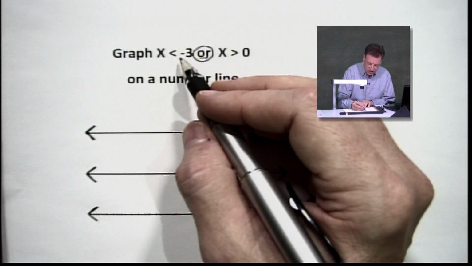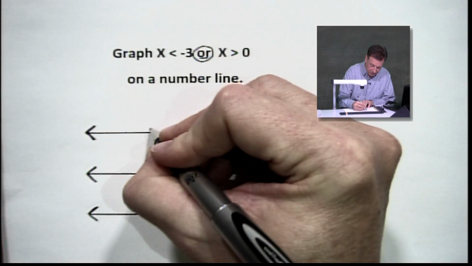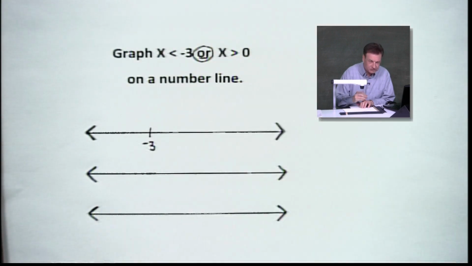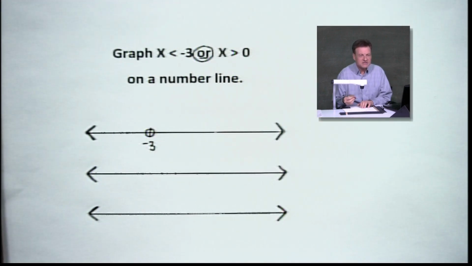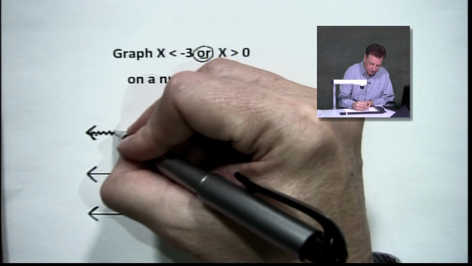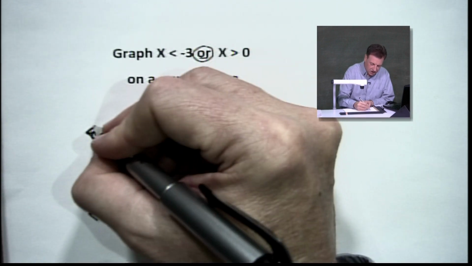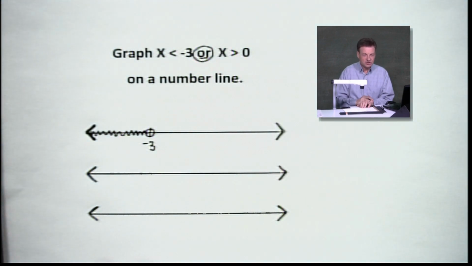First of all, our first little guy here is x less than negative 3. So over here, I'm going to find a little negative 3. There it goes. And we're going to open that circle again, because there is no equals on this one. This time we're shading to the left. And you know what? We're going to keep going to the left.